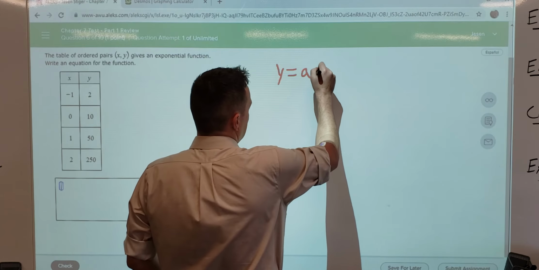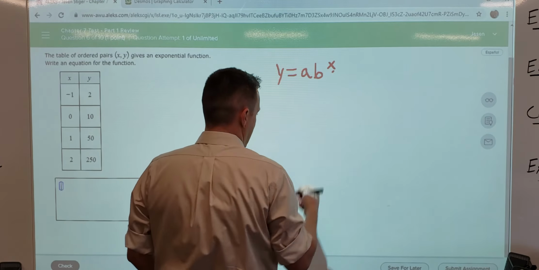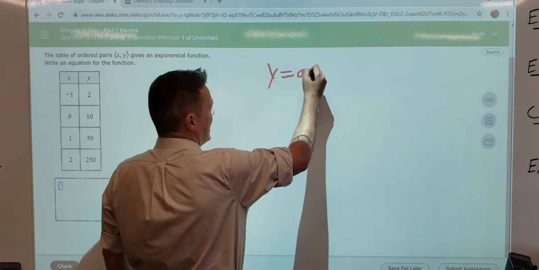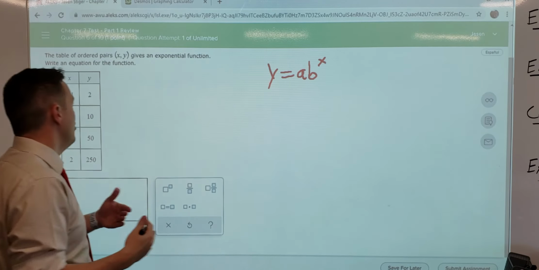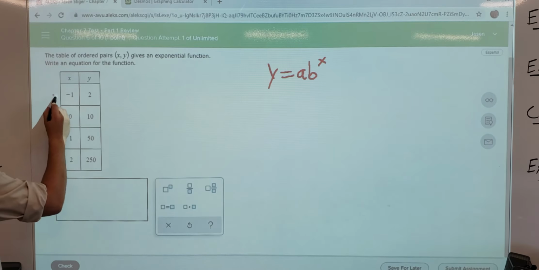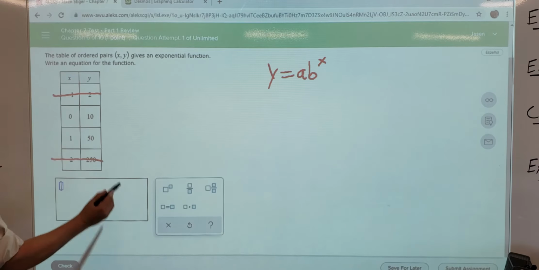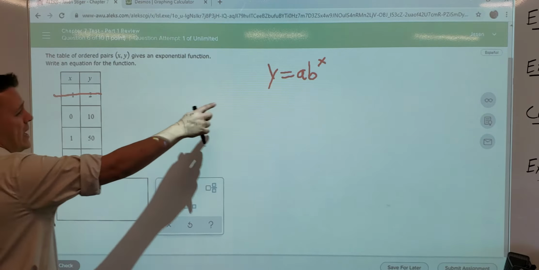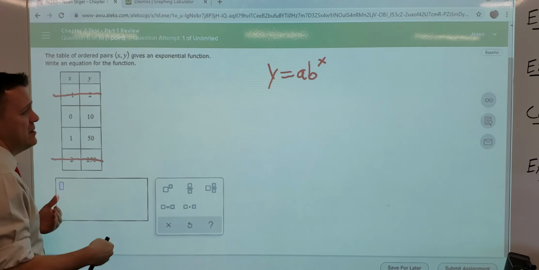Y equals AB to the X. Okay, this is an exponential function. Please make sure you guys set it up like this, okay? So we don't know anything. I don't care about this first point, nor do I care about the last. I care about the 2 in the middle.